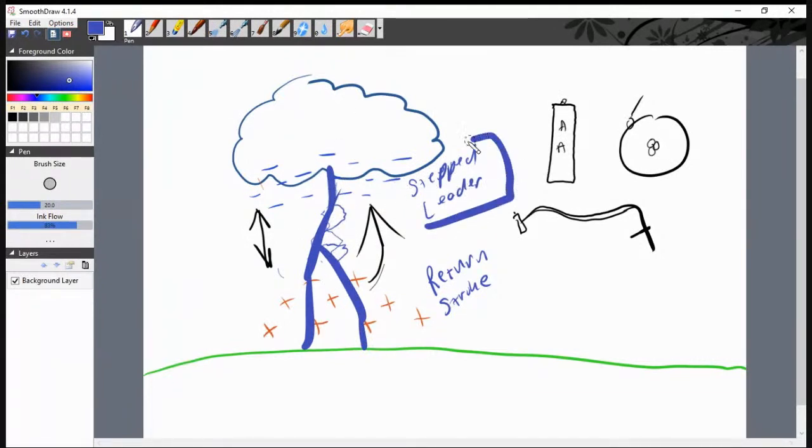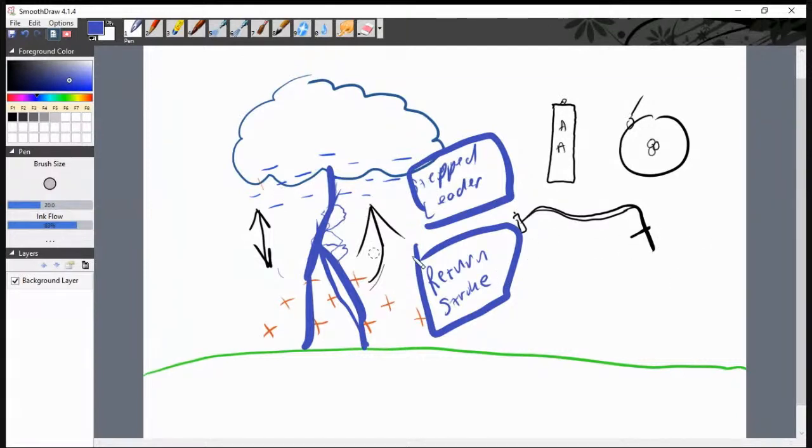The stepped leader comes first, and the return stroke is what happens as the stepped leader gets closer to the ground. The return stroke completes the circuit essentially and fires off this big lightning bolt, which is what you see. Remember, we also said that within this, there can be multiple lightning strikes because you can have multiple return strokes. That's when sometimes you get that flickering when you see the lightning. So this is essentially how this works.